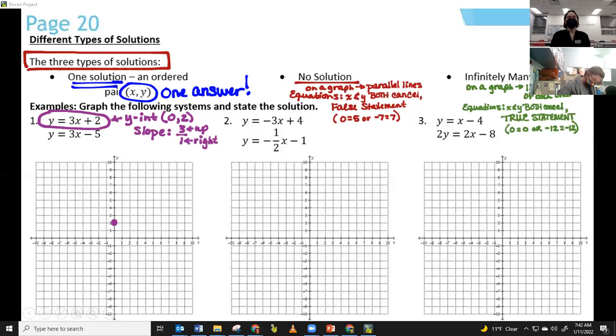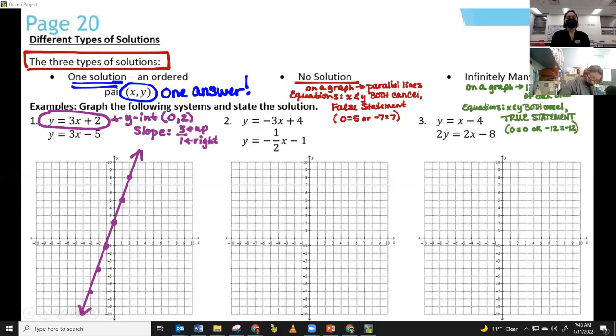Yes, 3 over 1. So we're going to go up 3 and right 1. So up 3 and right 1, up 3 and right 1. Make it go backwards as well. We want to run to the edge of the graph. Grab my straight edge and draw it in. Okay, so there's my first line.